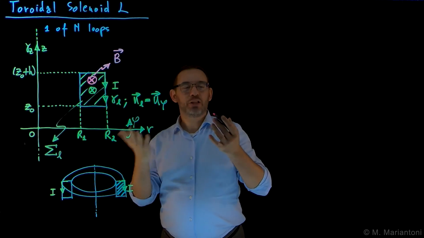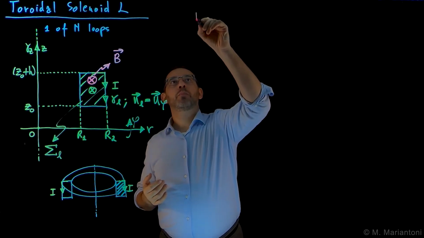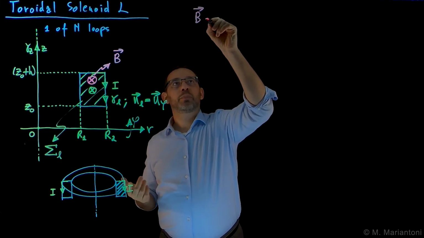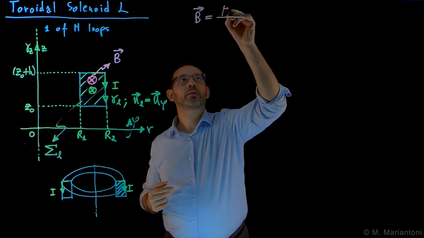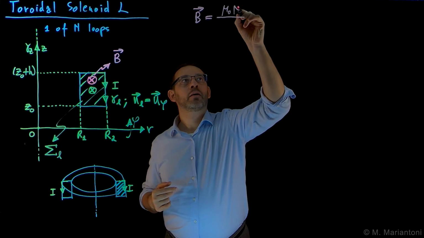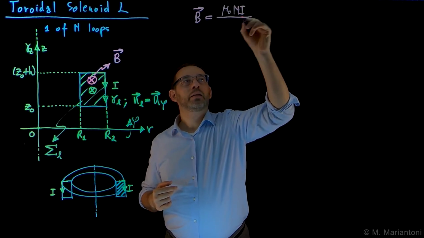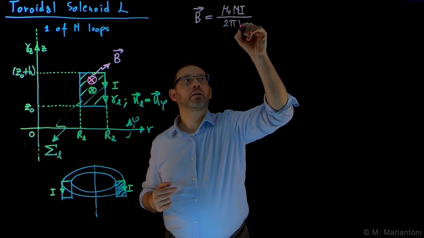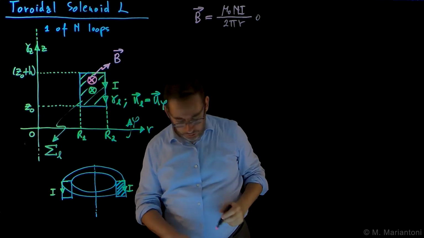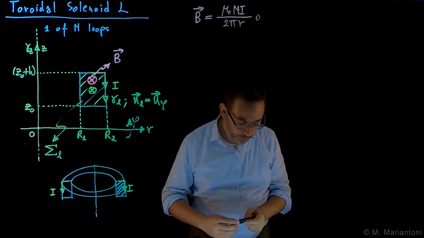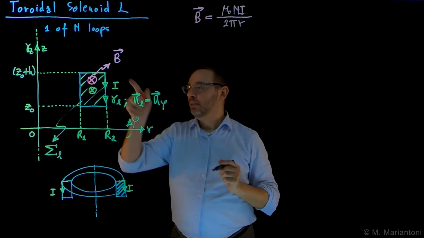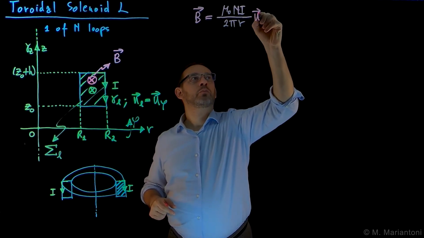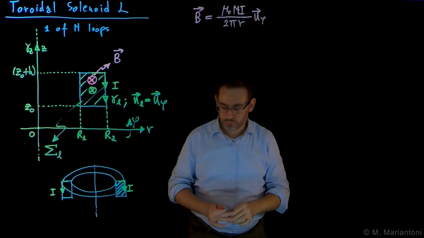So we calculated already B from before. So we know that B, with respect to exactly this cylindrical coordinate system, is mu naught N I divided by 2 pi r times u phi, which is the unit vector in the phi direction, the tangent unit vector in this direction. Okay, that's what we get for B.